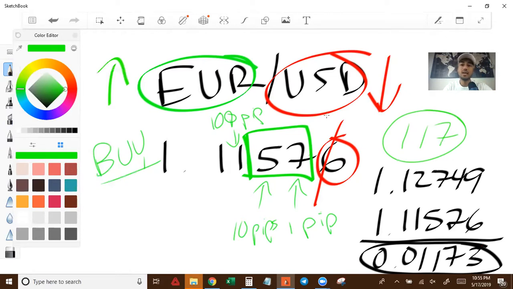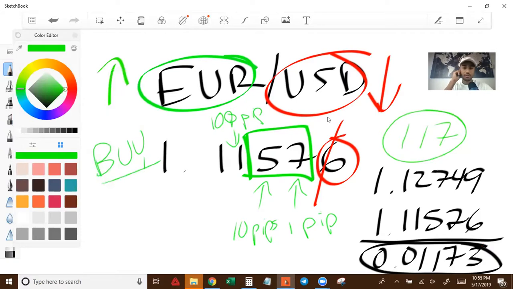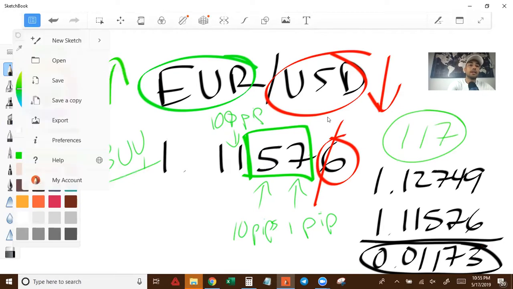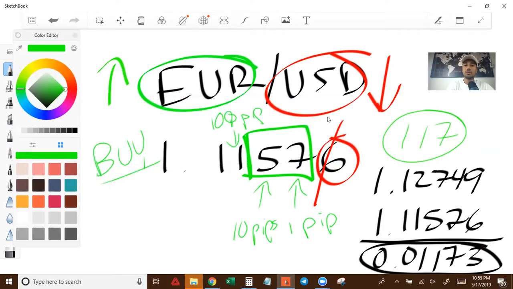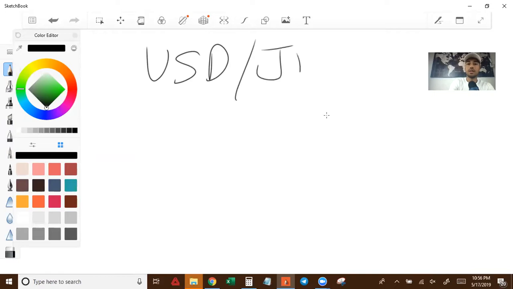Now let's go ahead and do the same exact thing, but for a different pair like USD JPY. When it comes to USD JPY, it's a little different. So if anything, go ahead and take a picture of this real quick so you can have this memorized and stuff like that, right? All right, cool. So let's go ahead and move on to USD JPY. It's a little different. So USD JPY.